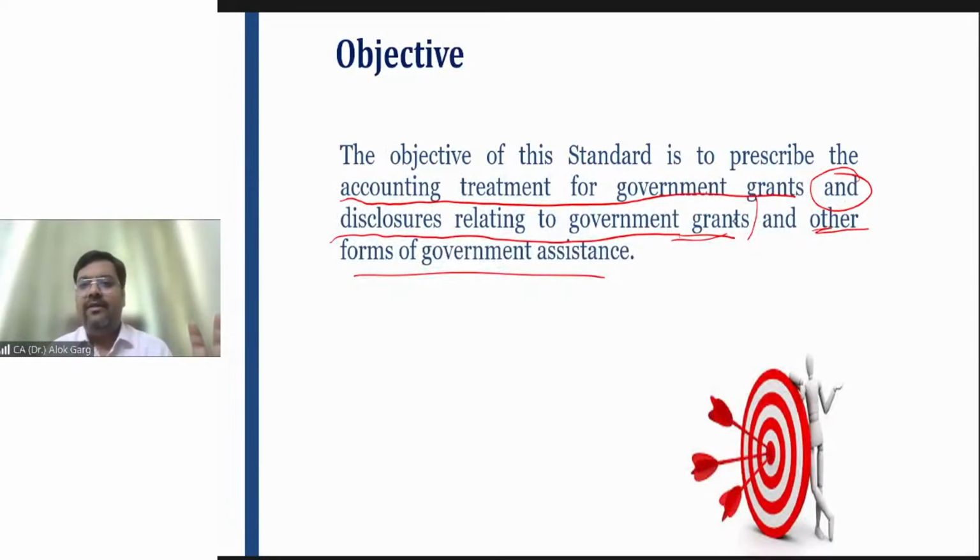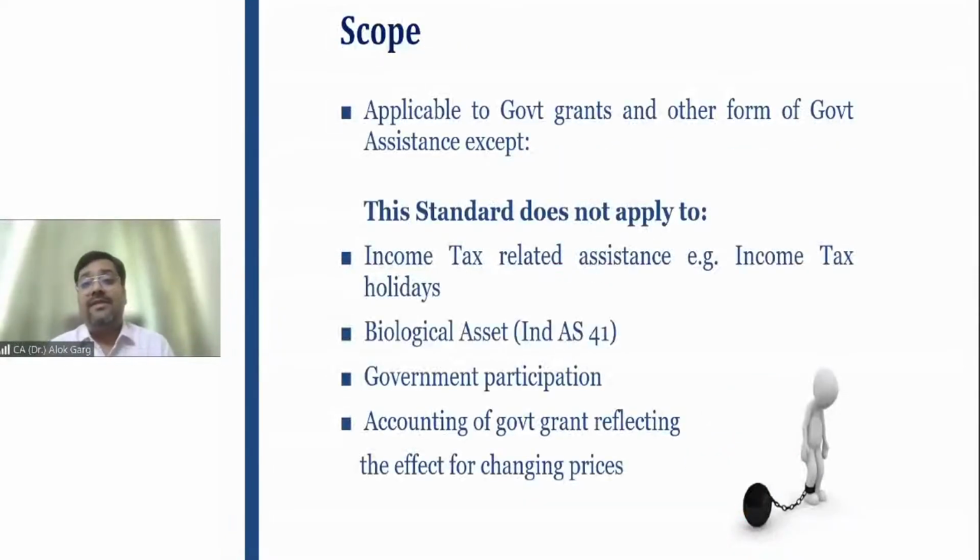I believe that it is clear to all of you. You guys have understood why the title is accounting for government grants and disclosure for government assistance, right? Now you have understood. Very good. Let's discuss the scope part. This standard is applicable to government grants and other forms of government assistance, right?